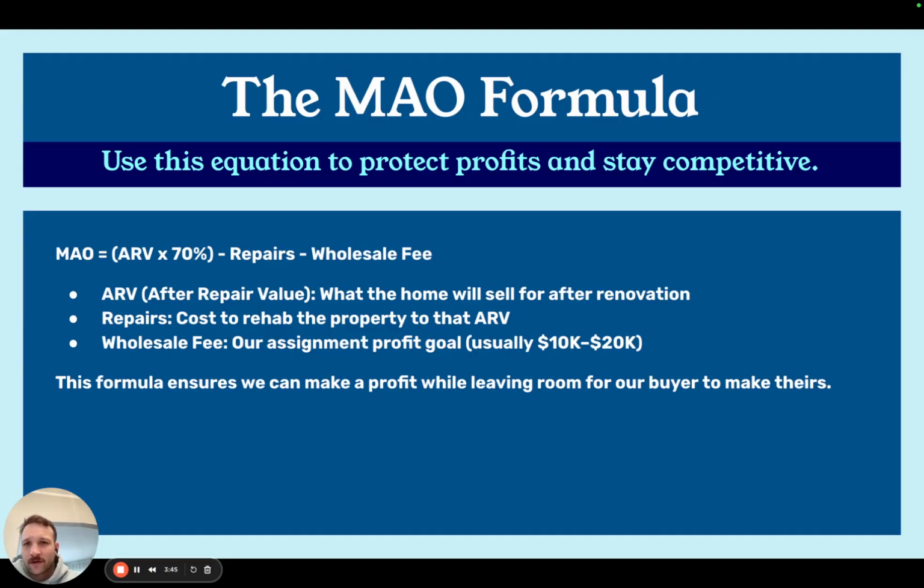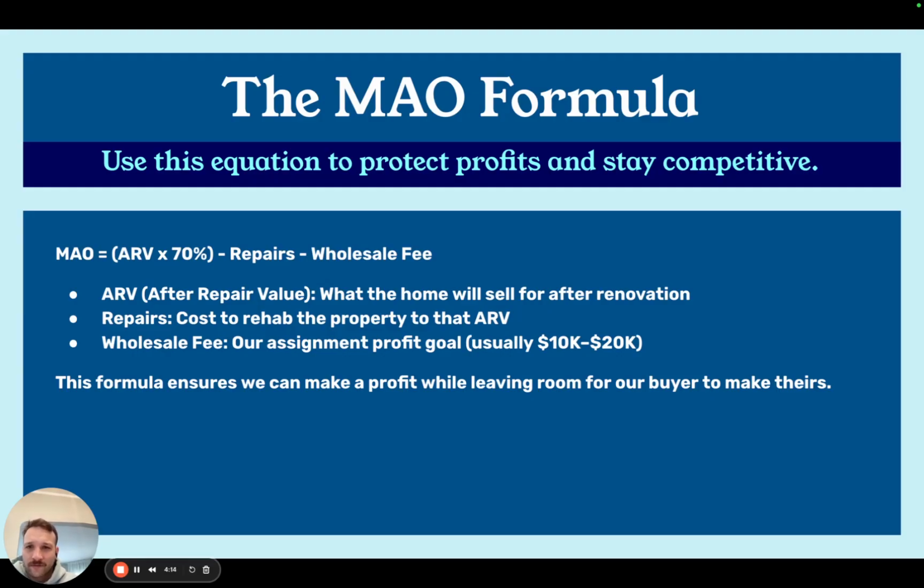The after repair value is what the home will sell for after renovation. The repairs are the cost to rehab the property to that ARV. In the different training, you went over the components of a house: the roof, the kitchen, the bath, HVAC, foundation, basement. These are all things that factor into, one, getting to that ARV, and two, understanding what the rehab would be.